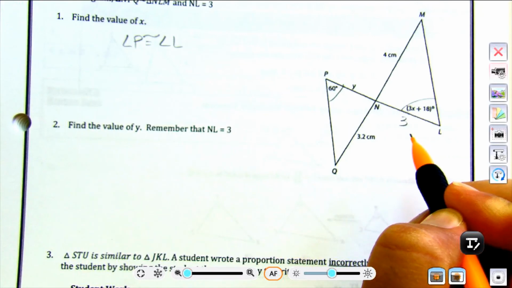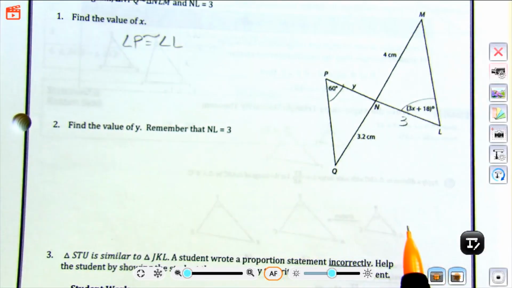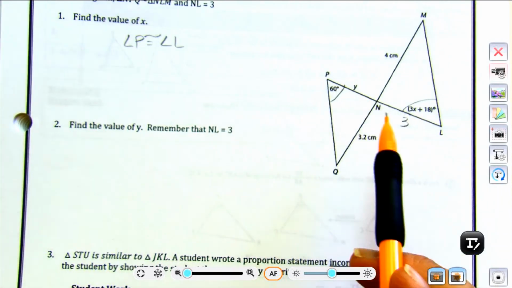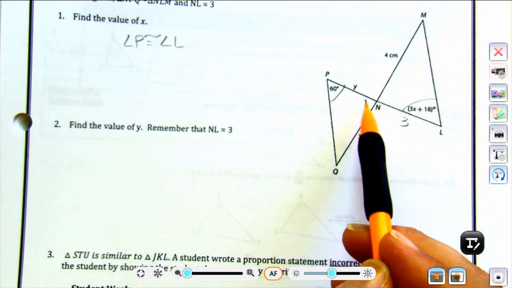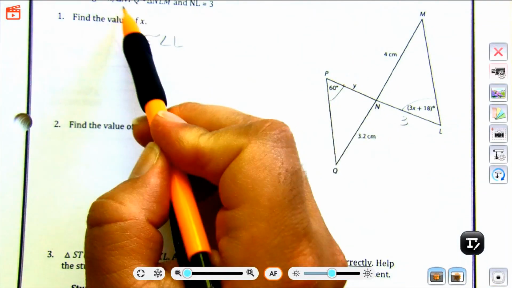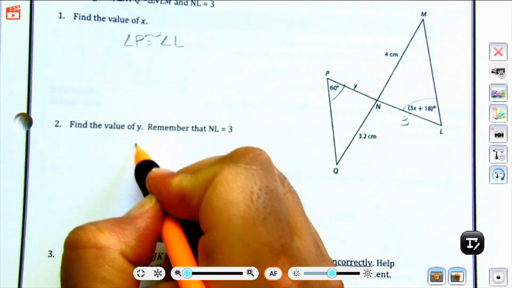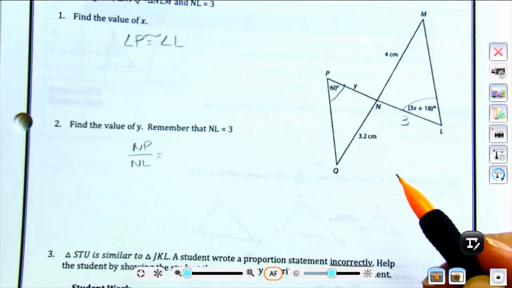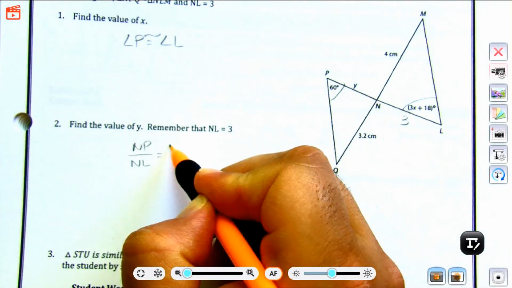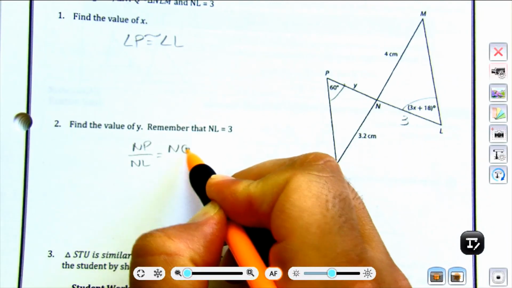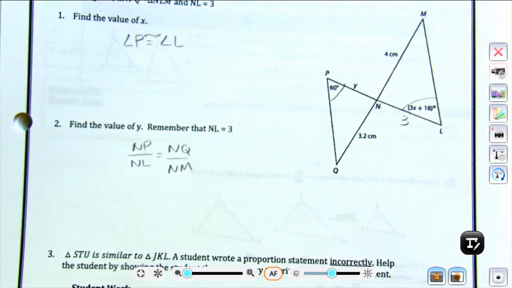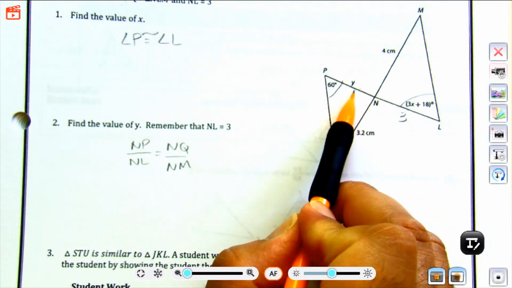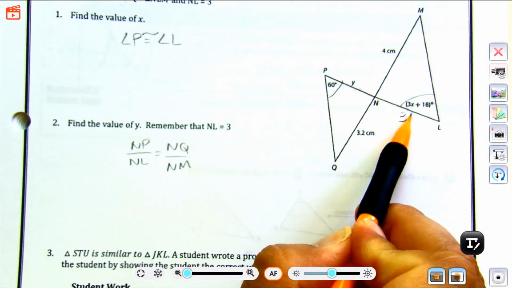So for our proportion, we want to say, let's say we have NP over NL is equal to NQ over NM. So this NP over NL is equal to NQ over NM. And then we solve.